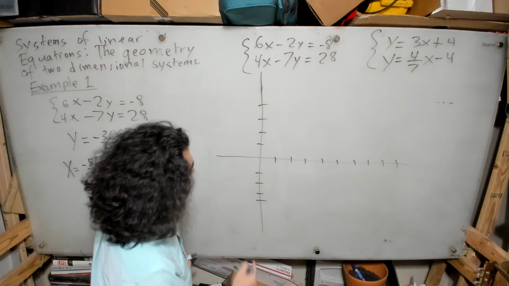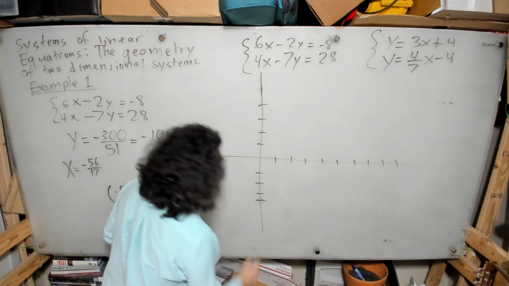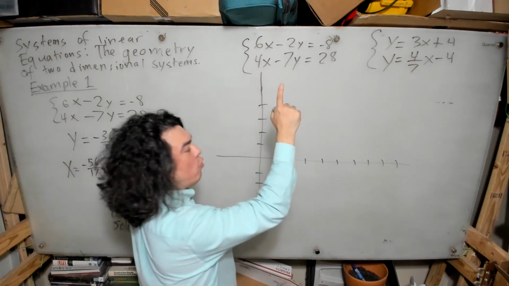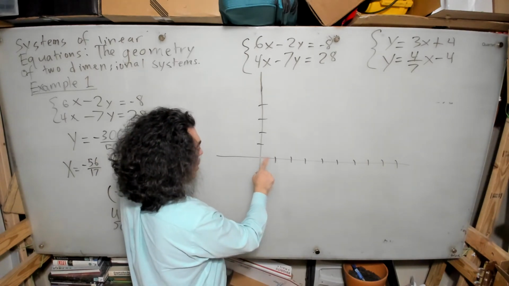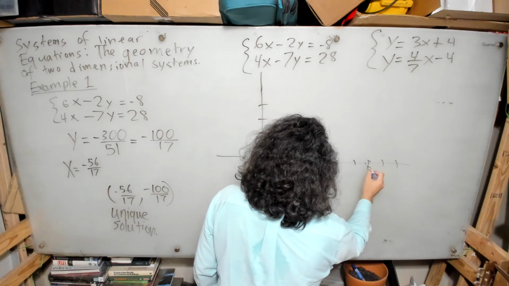It'll cross the y-axis over here at negative 4, right? So I'm just going to put a little circle around that. So we know that that's the intersection point. And the slope is 4 over 7. So that means I'm going to go up 4 and then 7 to the right. So I'm going to go 1, 2, 3, 4, and then 1, 2, 3, 4, 5, 6, 7 to find another point on the line.